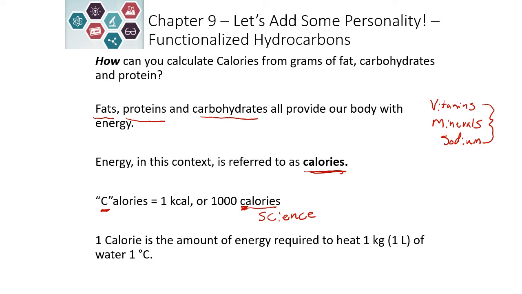And the reason that a capital C or a kilocalorie is labeled on food is because it makes us feel better when we have a cookie that is 150 calories instead of saying it is 150,000 lowercase c calories. Okay. But if we think about that capital C calorie, that's the amount of energy that it takes to heat up a kilogram or 1 liter of water 1 degree Celsius.